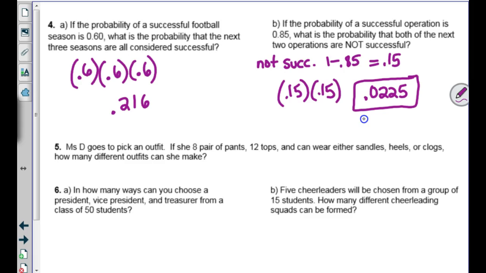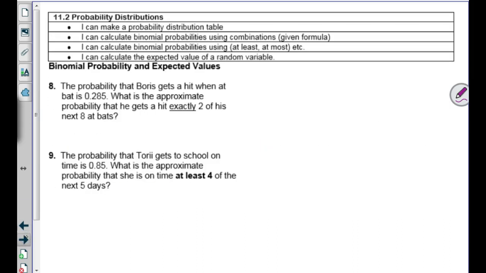What else? Yes, absolutely. This is written on the quiz this way as well. Just to remind you, these are binomial probability questions, okay? So the probability that Boris gets a hit when at bat is 0.285. What is the approximate probability that he gets a hit exactly 2 of his next 8 at bats?